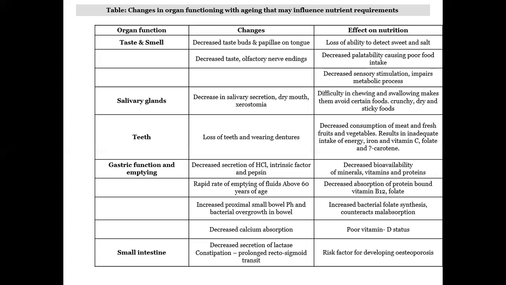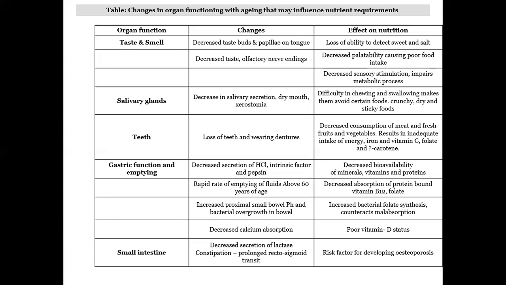Now, gastric functioning: there is decreased secretion of HCl. We know that HCl is very important for protein digestion, like for the action of pepsin, etc. When there is decreased secretion of HCl and pepsin, protein digestion is very low. There is also less availability of minerals, vitamins, and so on. Even if you eat, it doesn't get absorbed or digested properly. They might have a lot of problems with digestion, gastric emptying functions, and also constipation. Such problems are very common in the elderly population.